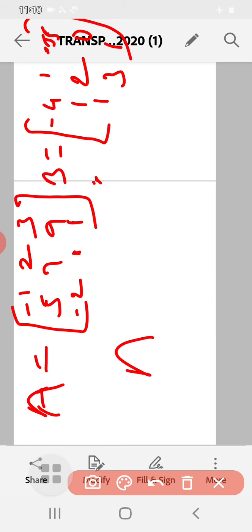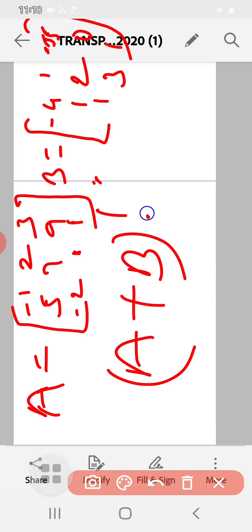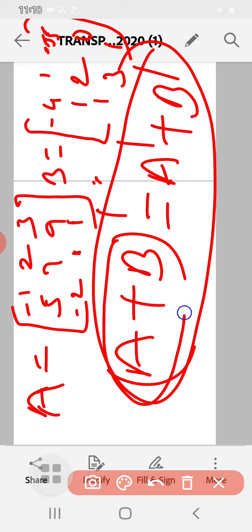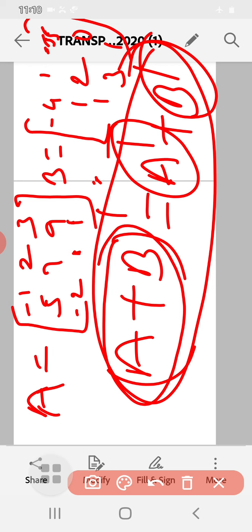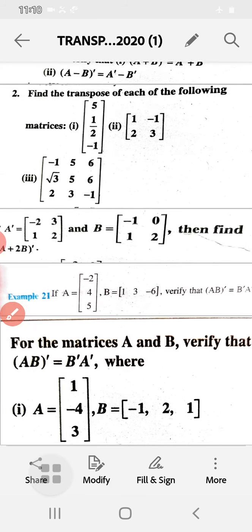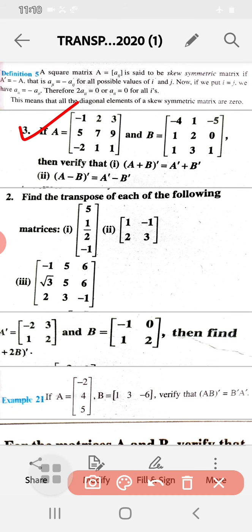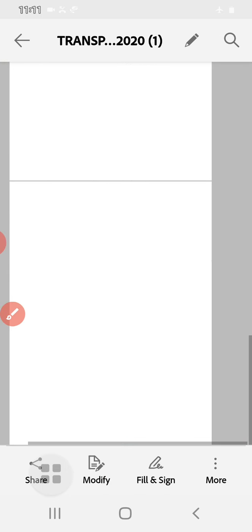See here we have to verify the property A plus B whole dash is equal to A dash plus B dash. Okay, so this is the property you have to verify. First we have to find out the sum A plus B, then A dash, B dash, then verify LHS and RHS. So you write down both the matrices here. First you have to find out A plus B, then transpose of A, transpose of B, then you verify LHS and RHS.